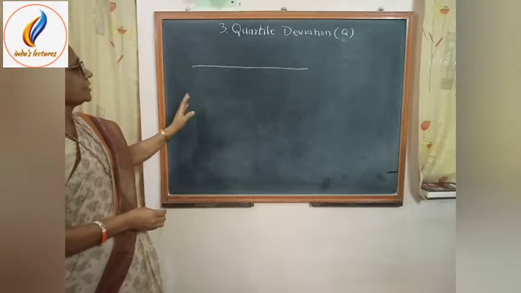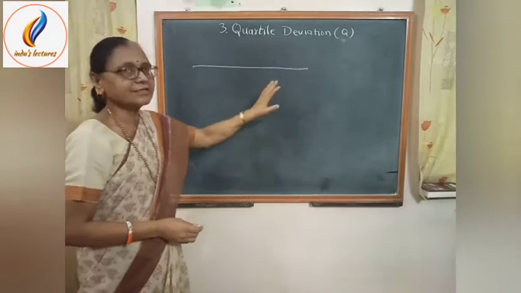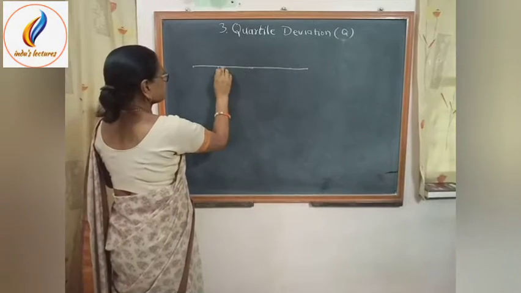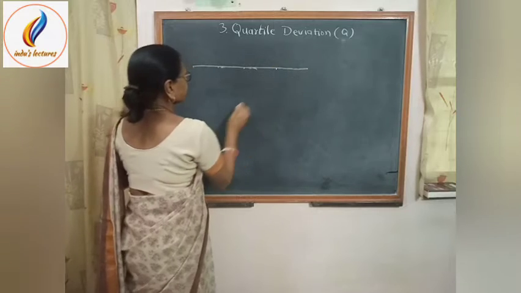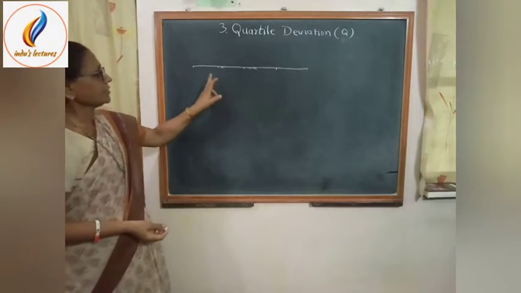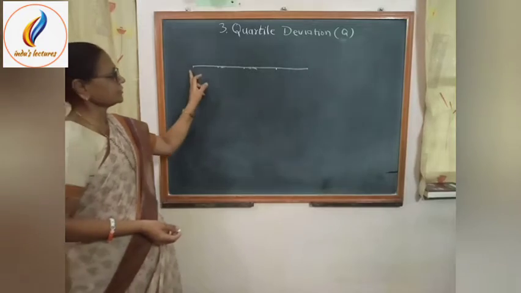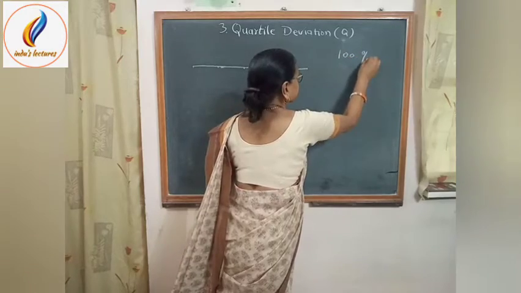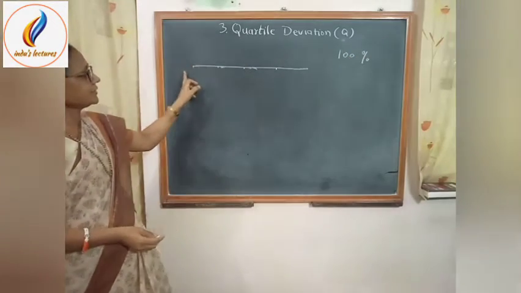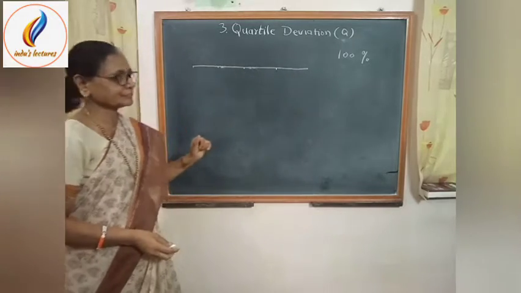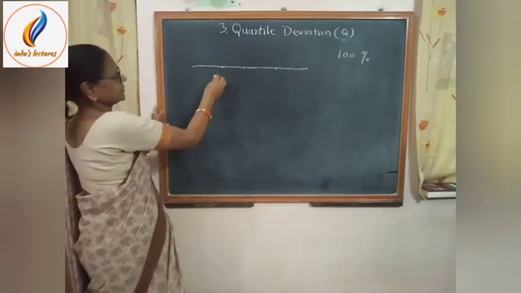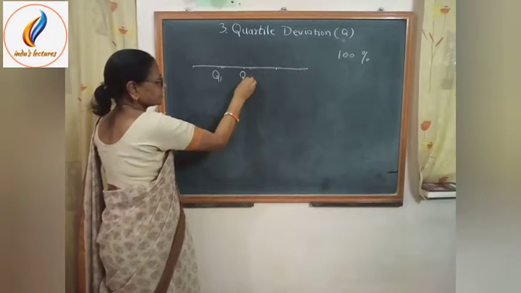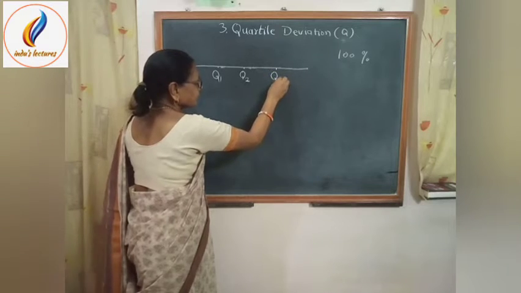Now divide the series into 4 equal parts. That means we have to take here 3 points: first, second and third. Suppose this series is 100%. We have divided the series into 4 equal parts. This first point is called the first quartile, the second point is called the second quartile and the third point is called the third quartile.